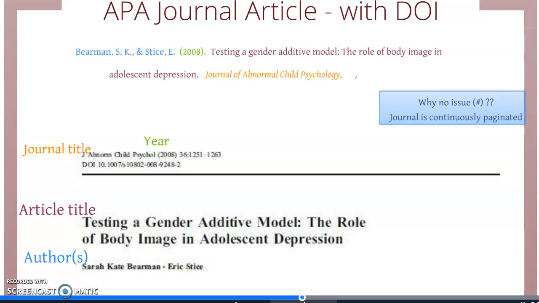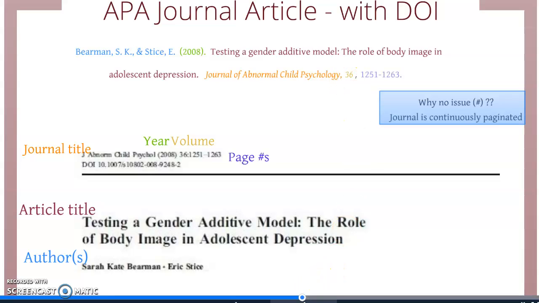After we include the article title, we need to include the journal title. This is the publication. We need to put the full name of the journal title. Sometimes you'll notice that the titles will be abbreviated. APA wants you to put the full title. Make sure you capitalize all the major words, and this will be italicized. We then follow this with the volume number. You'll notice that the volume number is italicized.